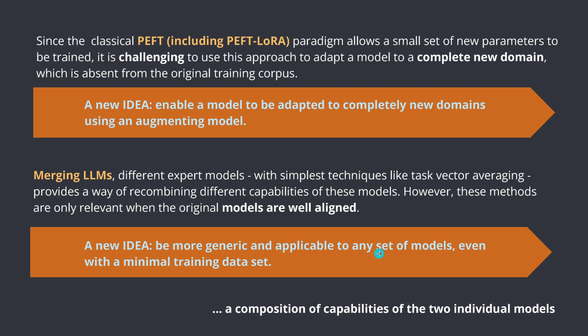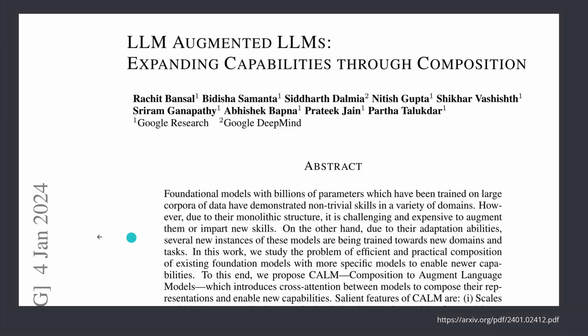So you can see that I'm talking about composition of capabilities of, let's restrict ourselves at least to 2 individual models. And this is what we are focusing on now. And you know, January 4, 2024, Google Research and Google DeepMind, some specialists, some geniuses here, show us how to do this: an augmented LLM.